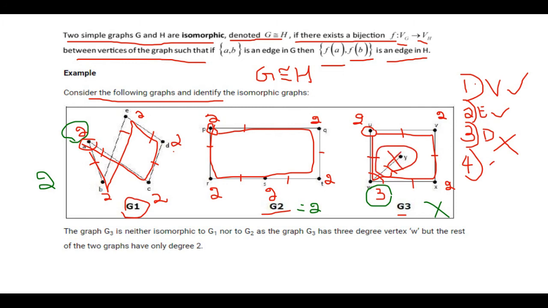Therefore, the cycle condition also did not satisfy for G3. So G1 and G2 are isomorphic. The graph G3 is neither isomorphic to G1 nor to G2, as G3 has a 3-degree vertex at W, but the rest of the graphs have only 2-degree vertices. So this is how you calculate the degree of vertices and find isomorphism between any number of graphs.